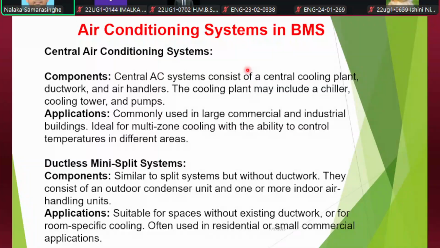Usually we have chillers, a kind of air conditioning system called a chiller unit, and we will talk about that separately because that's an important type of air conditioning system. So we will discuss more on that later on.